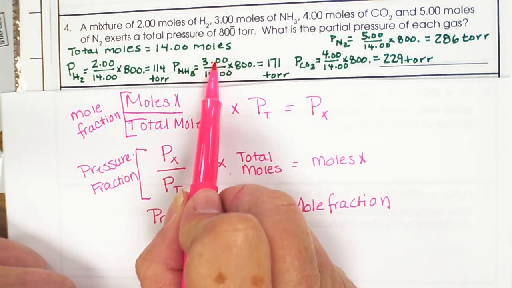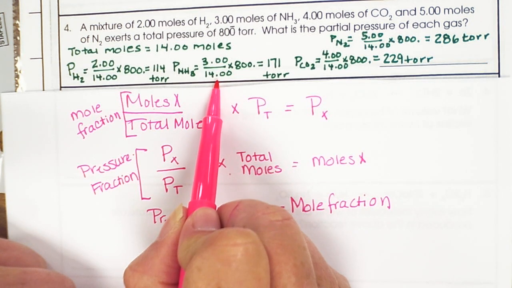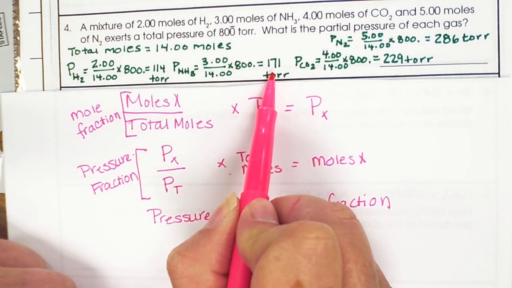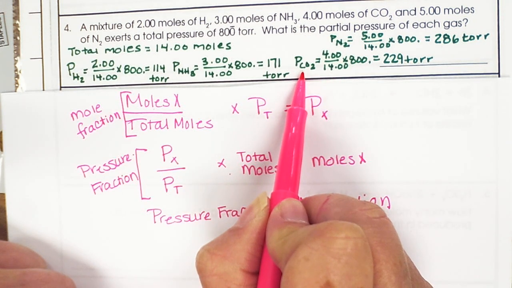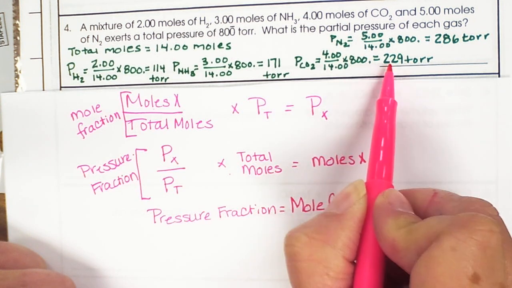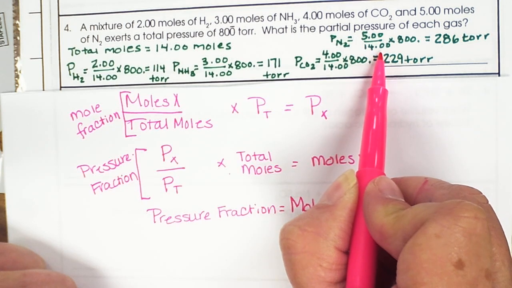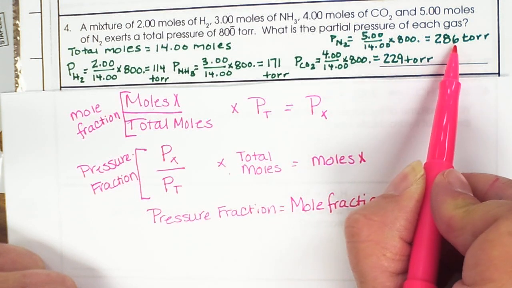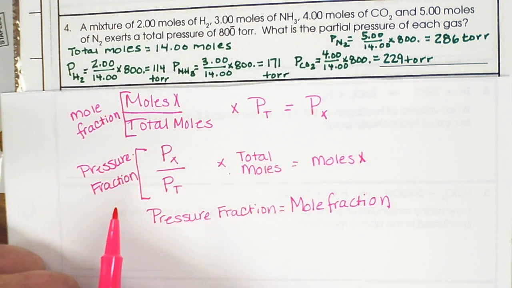So ammonia, 3 moles, 3 of the 14, times the total pressure is 171. 4 of the 14 are carbon dioxide, times the total pressure, 229. 5 of the 14 moles is nitrogen, times the total pressure is 286. If I add up all of my partial pressures, I get my total pressure.